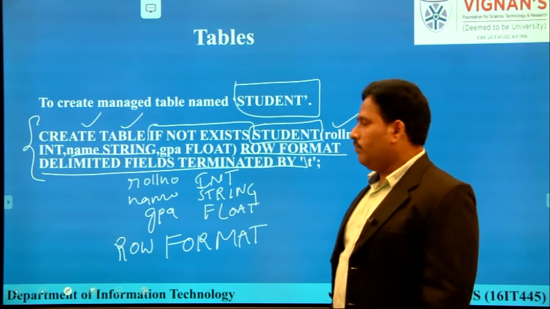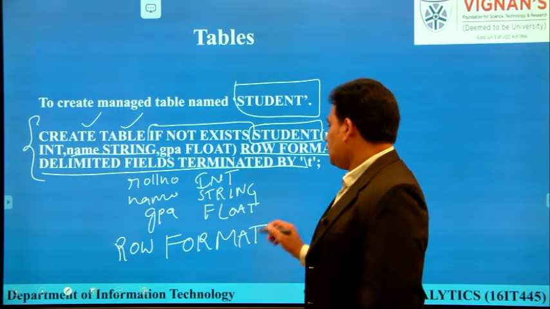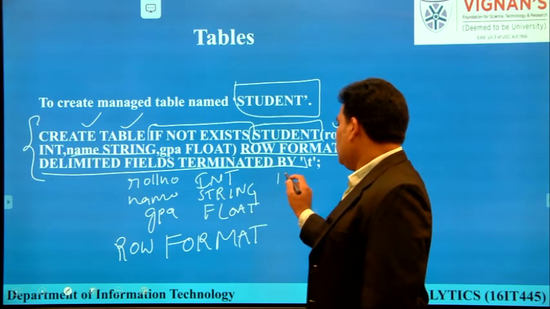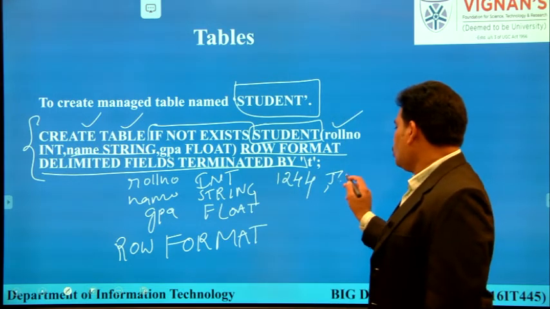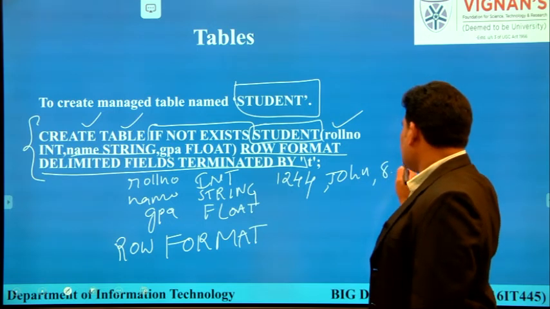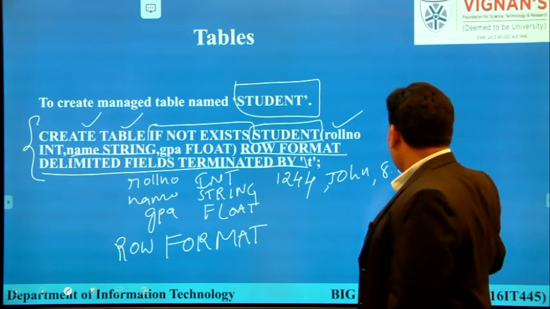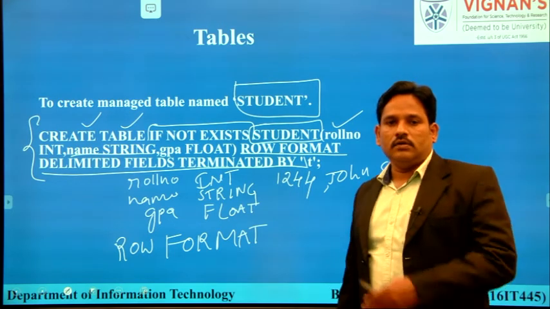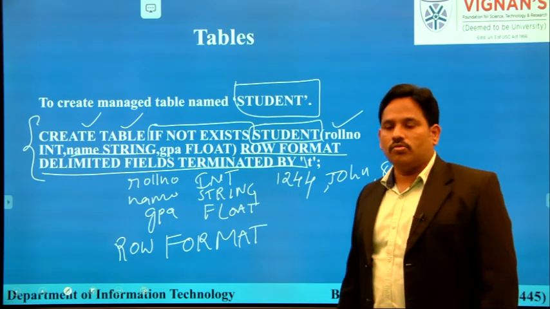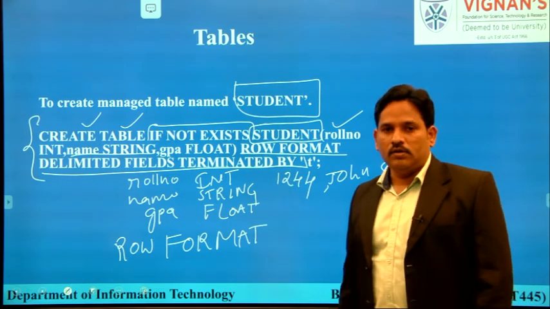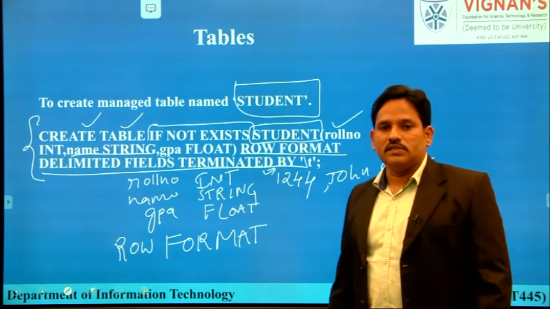Row format delimited fields terminated by /t. That means after entering all the values, for example a roll number like 1, 2, 2, 4, name John, his GPA 8.6, all three values have been entered. Whenever you want to enter a second row, it has to be terminated with the character /t. Automatically control will go to the second row. So this is the way of creating a table with delimiting values like /t.